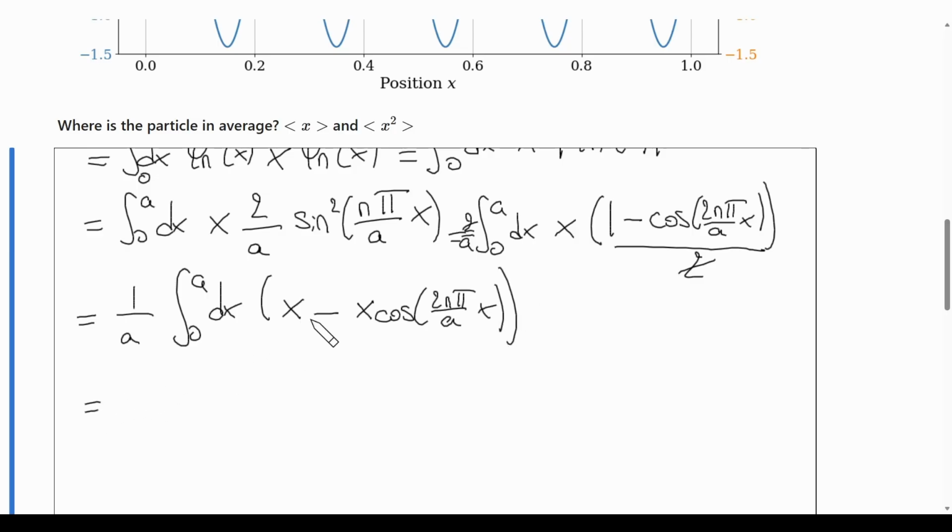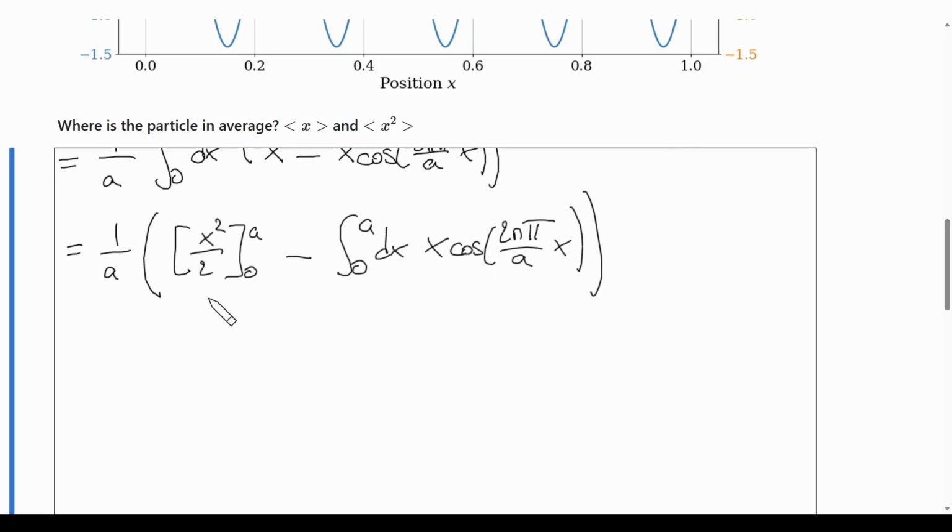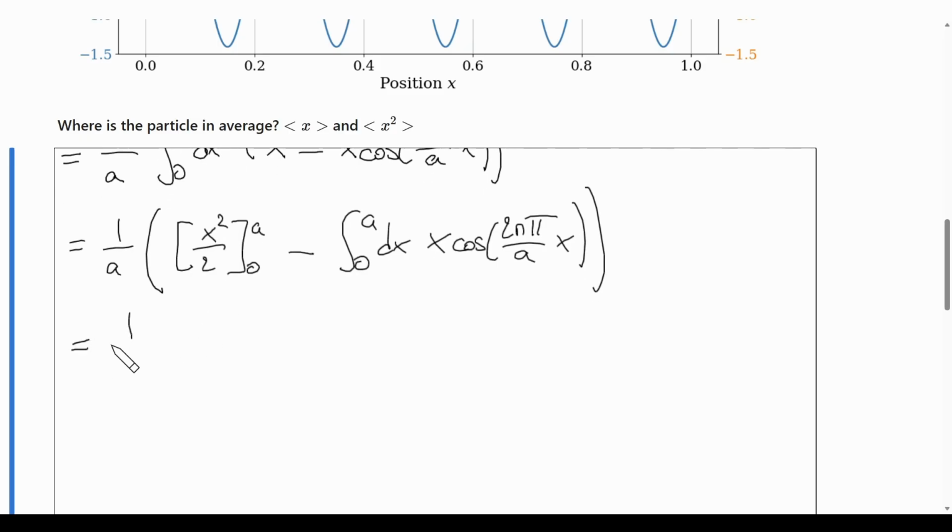The integral here is simple to compute. It's simply x squared over 2 from 0 to a. And then we have this integral from 0 to a of x cos(2 n π over a x). So the first one gives a squared over 2.